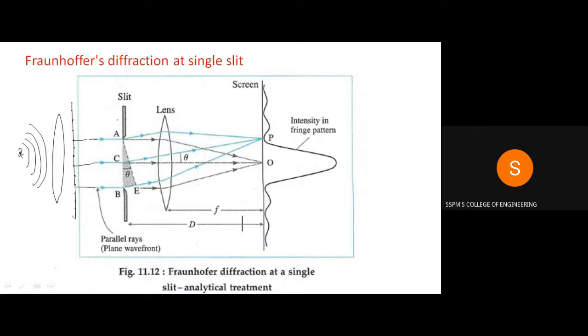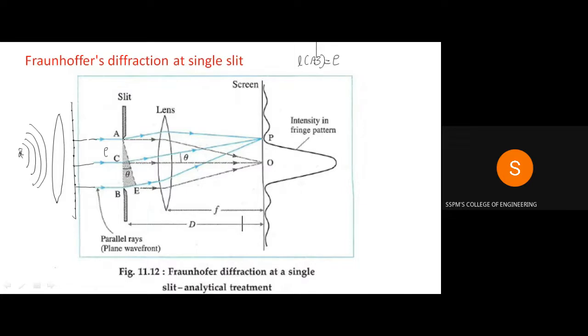That plane wavefront is allowed to pass through a single slit of certain width. This width we have supposed to be e. AB, the length of AB, equals the slit width e. Okay? So e is the slit width.